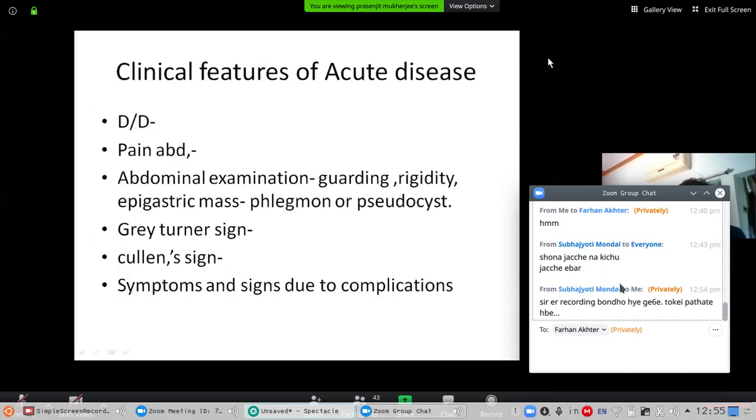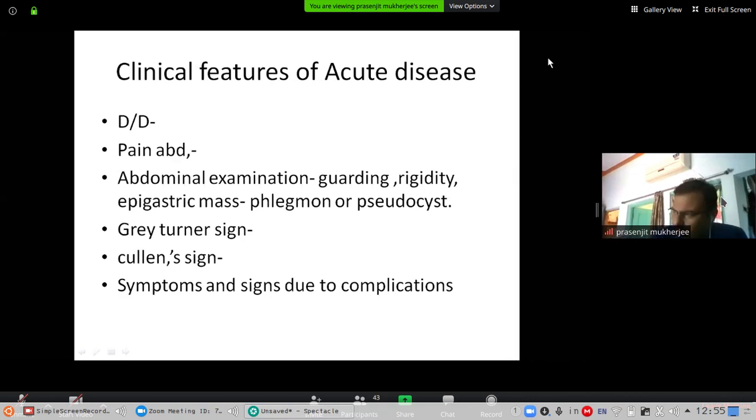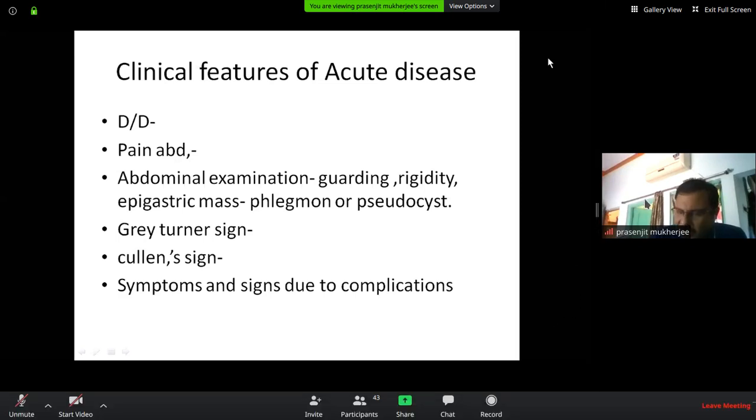Now let us come to the clinical features of acute disease. You all know, upper abdominal pain. The patient presents with pain. Acute pancreatitis. The patient presents with upper abdominal pain or diffuse abdominal pain. If you examine the abdomen, what will you find? You find tenderness that may be localized to the epigastric region or be generalized, abdominal rigidity or guarding.